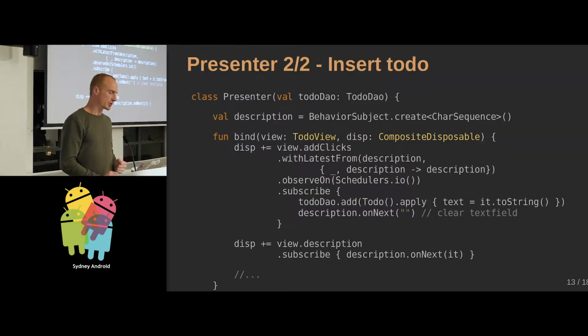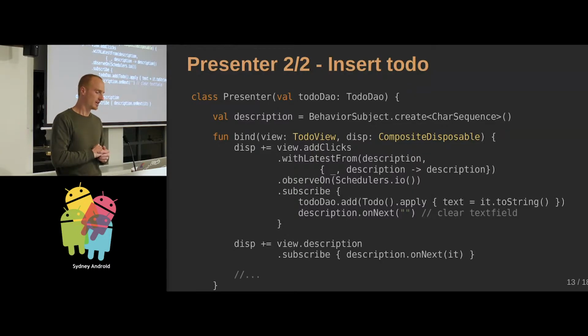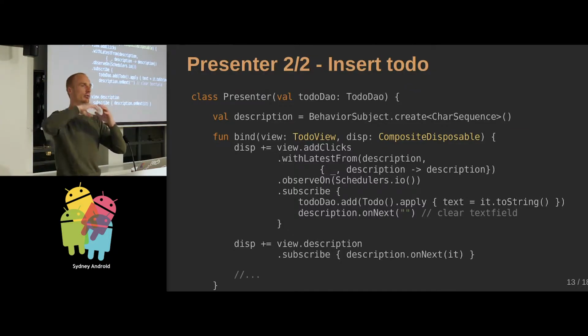The second thing we're doing in the subscribe is clearing the current description. This is the reason why we're using a behavior subject to store the description. You can see here at the bottom, we're listening for the description from the view and storing it in this container, which is a subject. And it holds the current value. Every time we need the current value, we read the subject and say, hey, give us the latest version of the description. But when we store a new item, we want to clear the description text field, because otherwise it will just stay there.